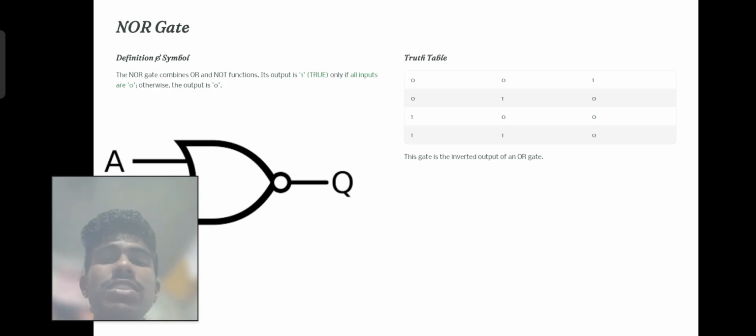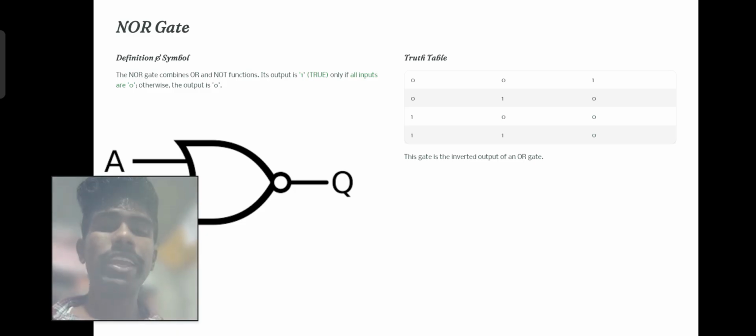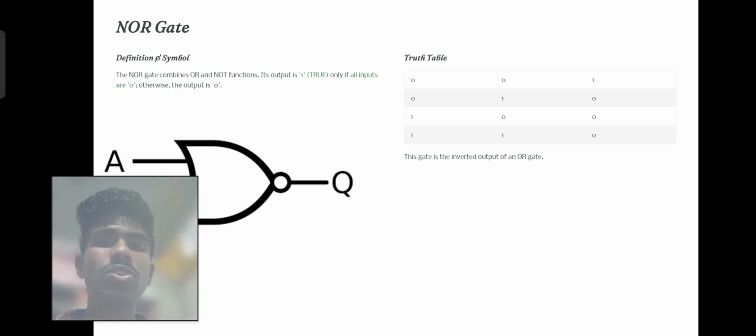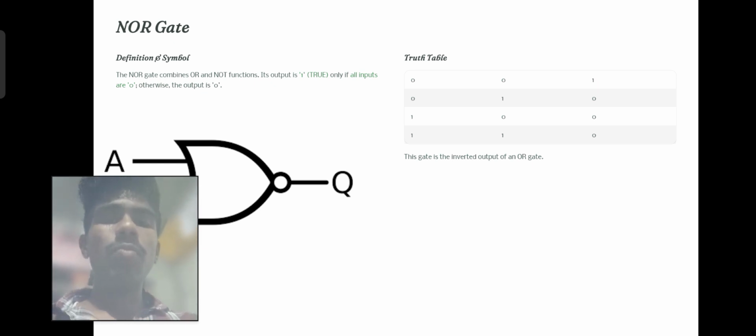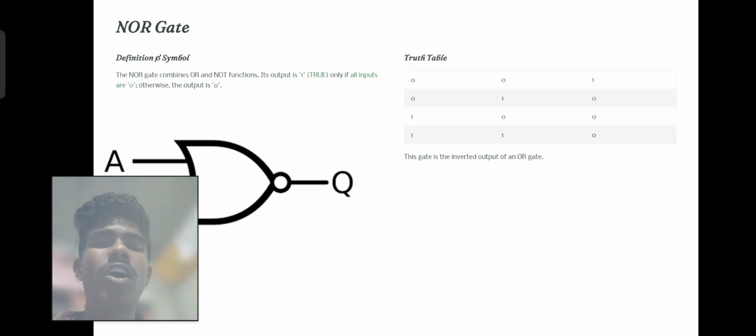The expression for the output of the NOR gate is X equals (A + B + C + ...) whole bar, and it is read as X equals A plus B plus C and whole bar. The output is logic 1 level only when each one of the inputs assumes the logic 0 level. For any other combination of inputs, the output is logic 0 level.